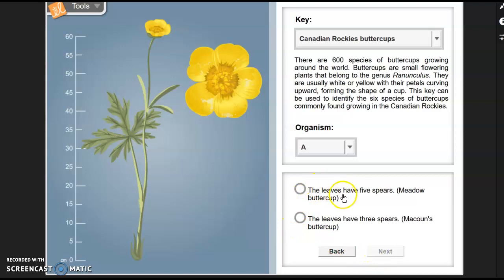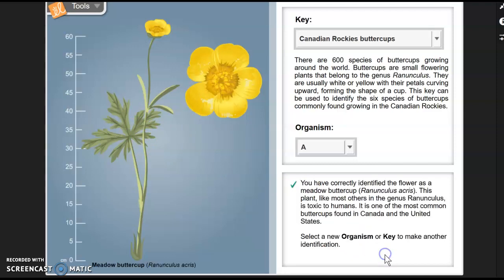Now, does the leaf have 5 spears or does the leaf have 3 spears? Well, let's count them. 1, 2, 3, 4, 5. Looks like 5 spears on these. Depends on how you count them. Yeah, here's a leaf. 1, 2, 3, 4, 5 spears. So when we click on that, we have correctly identified that flower as the meadow buttercup.